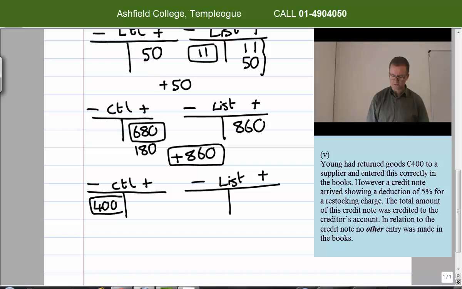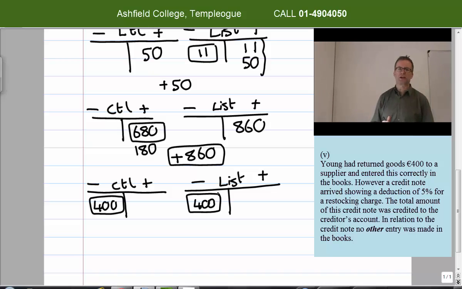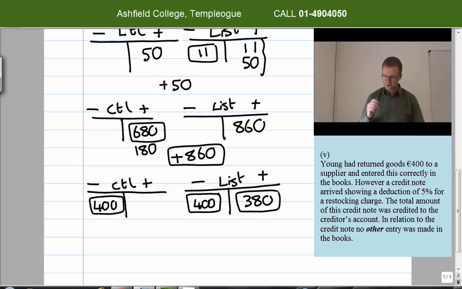It goes into a box that's done already. Put €400 on the debit side of list, goes in the box because it's been done already. We can read on and we were told that another credit note arrived showing a reduction of 5% for restocking charge. 5% of €400 is 20. The total amount of the credit note therefore is 400 less 20, and that is €380. And we're told it was credited to creditors. So plus 380 goes on the credit side of the list, which represents creditors. And nothing else happened in the books.